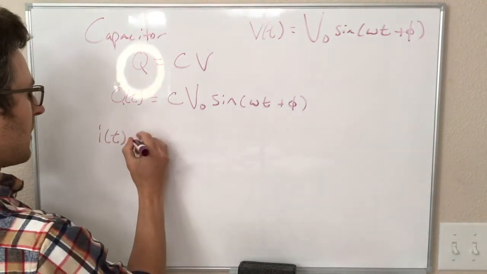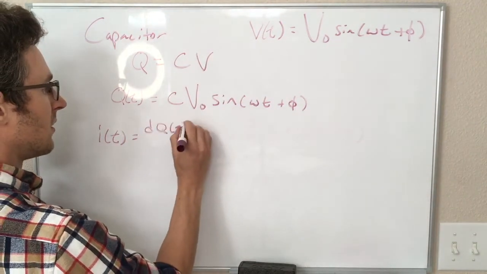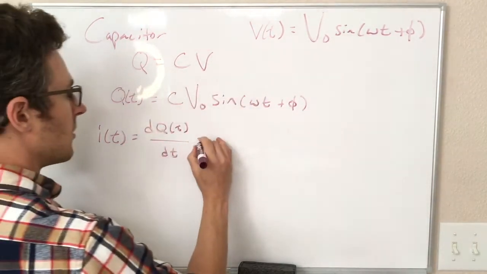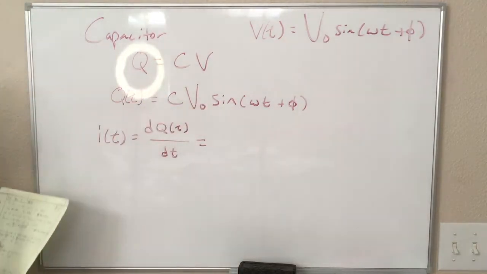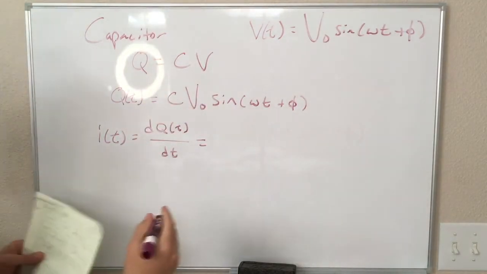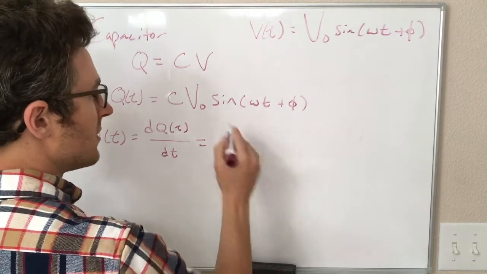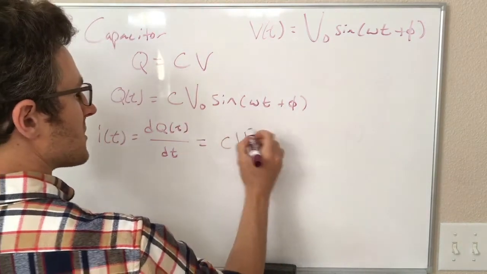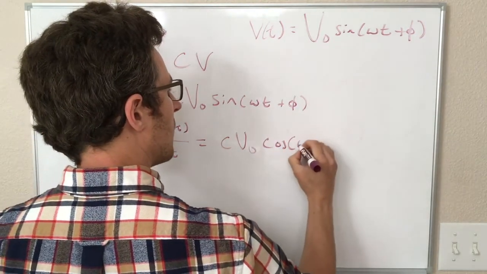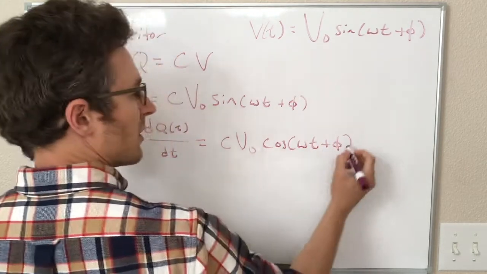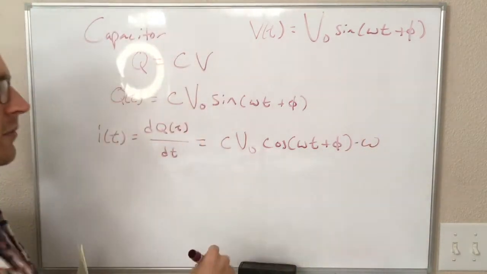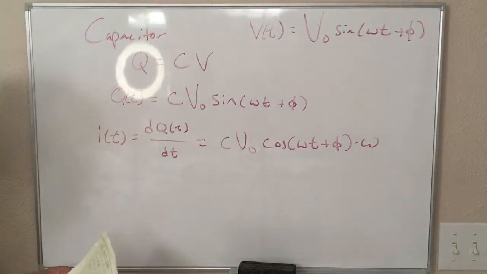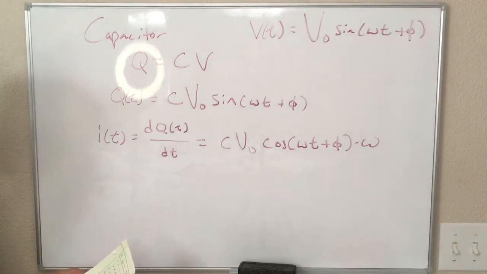So anyway, I of t equals dq/dt, and we have an expression for what q of t is here, right? So we can take the derivative of sine of omega t plus phi, and we get cosine of omega t plus phi. Oh, times an extra factor of omega. That's important. So we have C, V naught, these are constants, cosine omega t plus phi times omega. The omega comes from the chain rule, since the omega is multiplying our t inside the cosine.